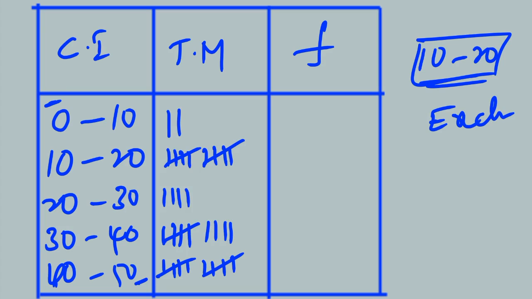Look at the tally marks, it's completed. In 0 to 10, 2 members are there, those getting 0 to 10 marks. Then 10 to 20, 10 members are there, 20 to 30 marks 4 members are there, here 9 members are there, and here total 10 members are there. So out of 35 students, 2 members are getting 0 to 10 marks, and 10 members are getting 10 to 20 marks. This is the conclusion we can give.